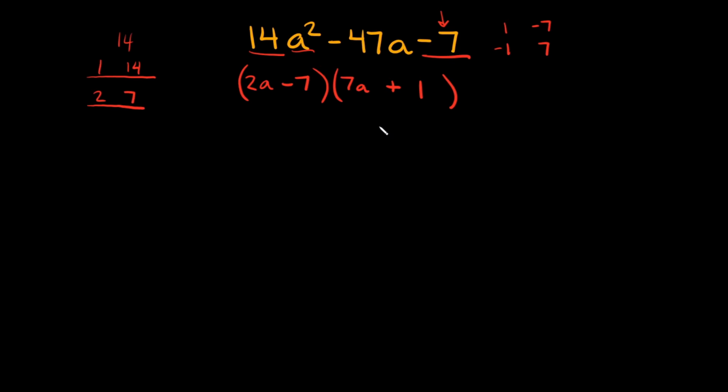Okay, so why did I do that? Well, again, I'm looking at my middle number right here, negative 47a, okay? And then I'm taking into account my pairs. So this first pair right here, 2a times 1, that's equal to 2a, right? And then if you look at this inner pair right here, negative 7 times 7a is equal to negative 49a, right? Are either of these close to our number right here, negative 47a? Well, yeah, this one is, right?